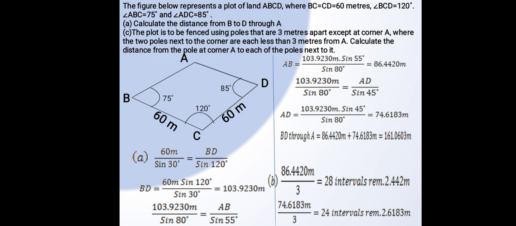Now, to calculate the distance BD through A, we first have to calculate the distances AB and AD. Now, to be able to calculate AB and AD, we need to calculate BD first, because at least the information here is complete.